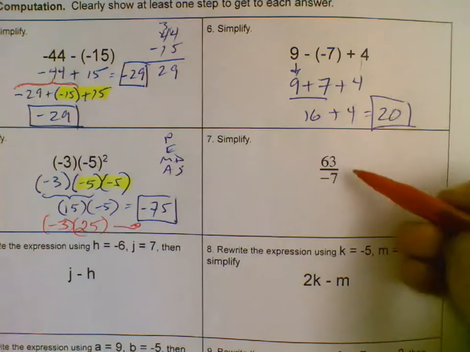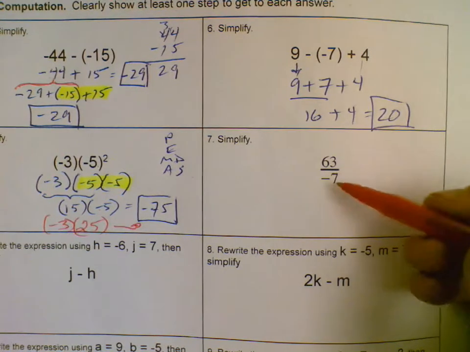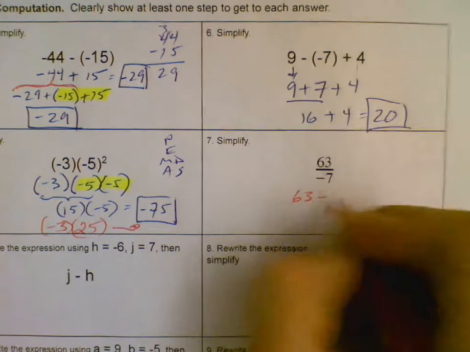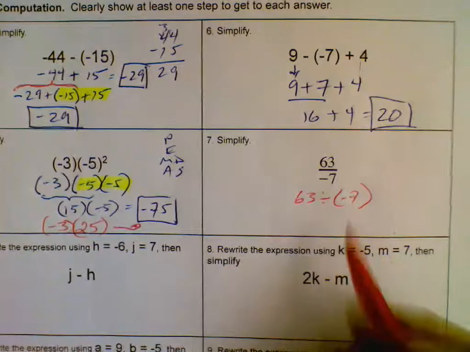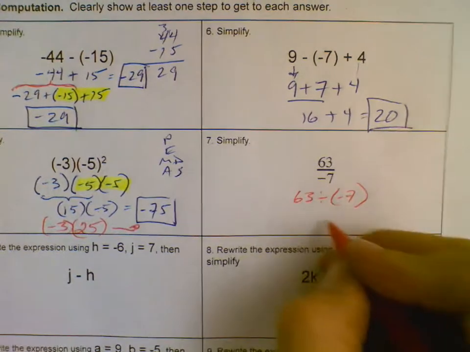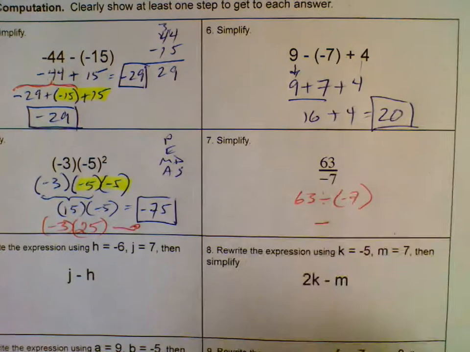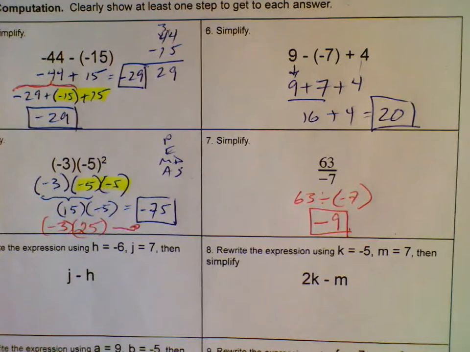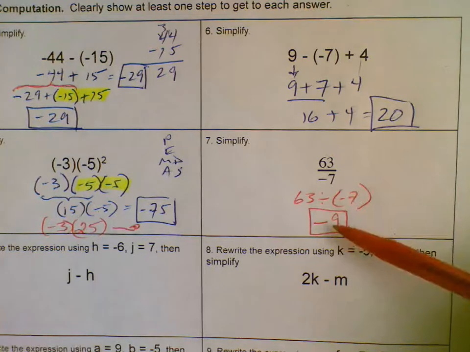Here, 63 over negative 7, well, it's a fraction. A fraction is a division problem. So this is 63 divided by negative 7. Well, I've got a positive divided by a negative, so my answer is definitely going to be negative. 63 divided by 7 is 9. Negative 9 is my answer. When the signs are different, the answer is negative.